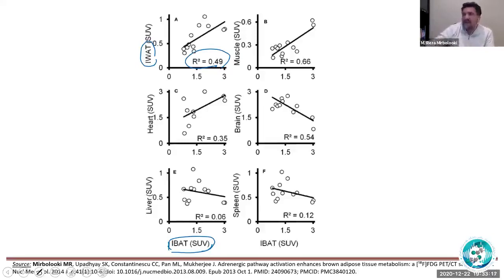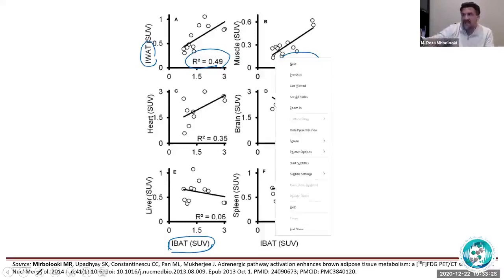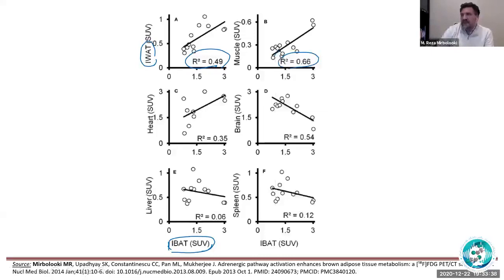We also see a relationship between the muscle SUV and the IBAT SUV. So as we have more glucose uptake in the IBAT, there was more glucose uptake in the muscle, which basically tells us that it may actually increase the resting metabolic rate in general, not just in brown adipose tissue or white adipose tissue. So muscle also starts to take up more of the glucose.